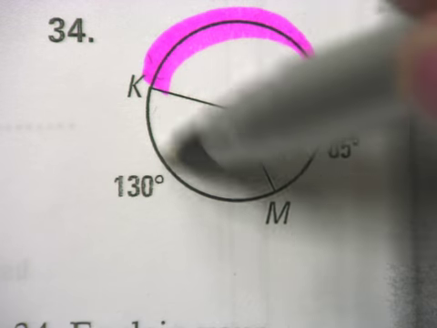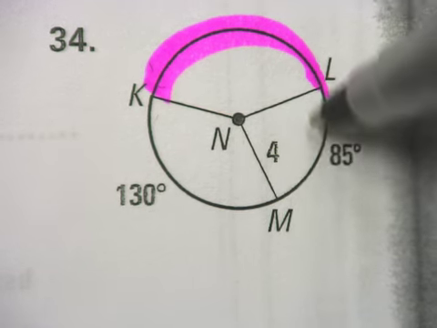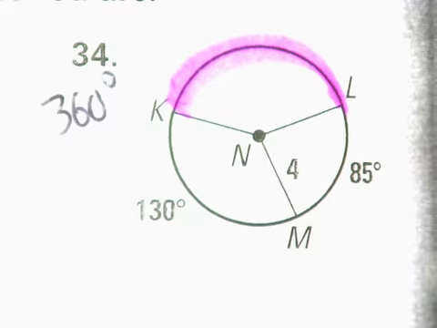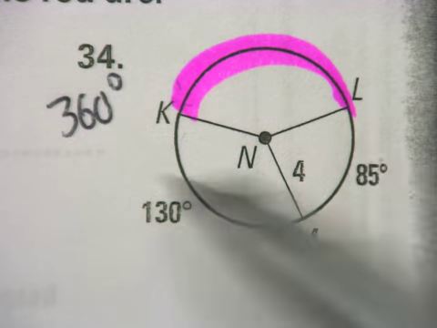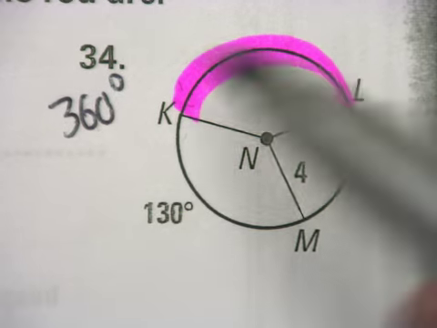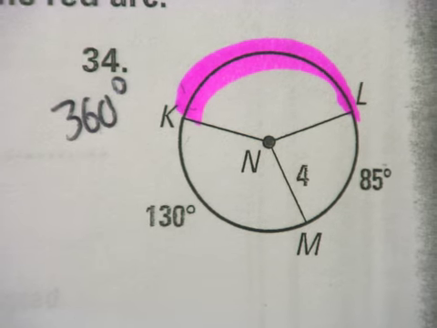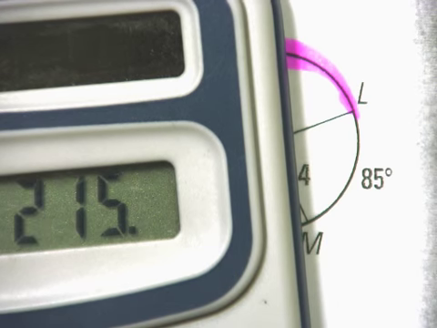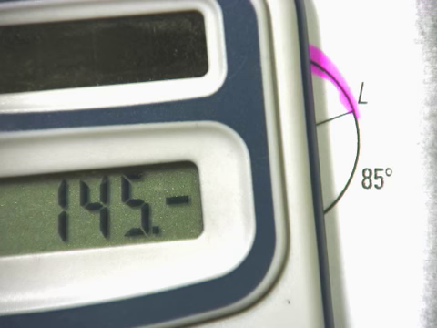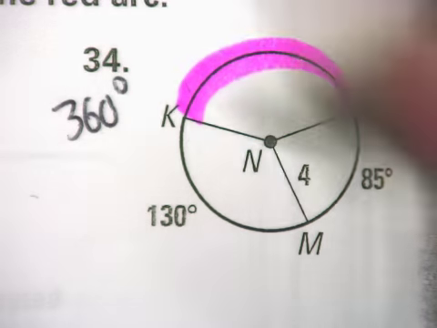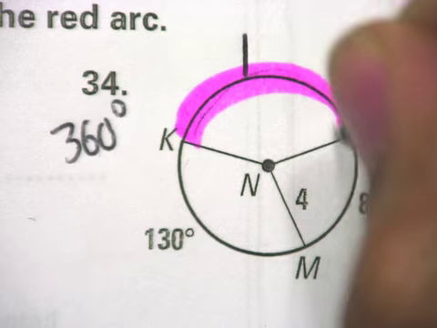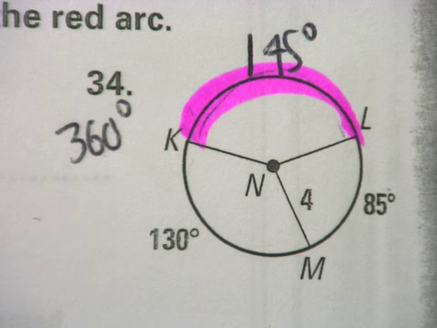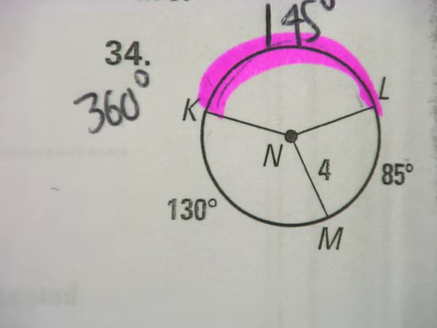Number 34. Well, I know that this is 130, and I know that this is 85. I have this missing part right here. I know that a circle has 360 degrees, so if I add these two together and subtract from 360, I'll know what the missing part is. So 130 plus 85 is 215, and 360 minus 215 is 145 degrees, which means that this arc up here, arc KL, is going to be 145 degrees. Together, they all equal 360.